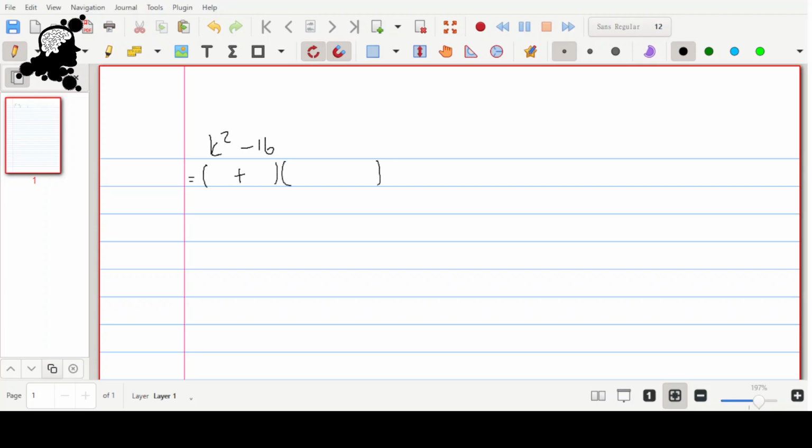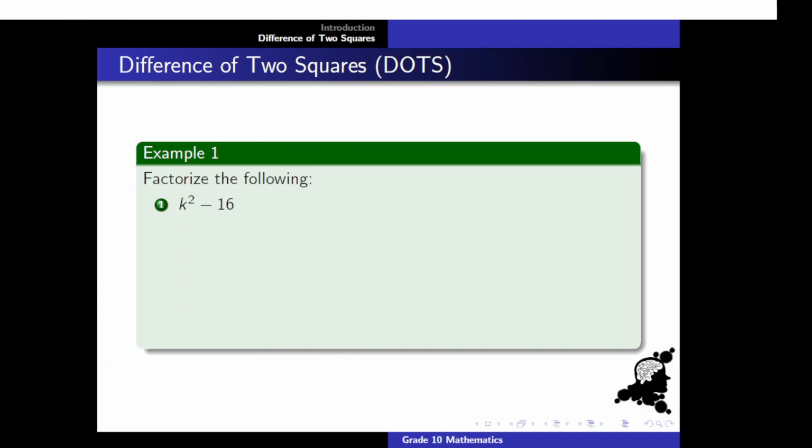I'm going to put a positive there, I'm going to put a negative there. The square root of k squared is k. So I'm going to put k there and I'm going to put k there. The square root of 16 is 4. So I'm going to put 4 there and I'm going to put 4 there. Just like that, you are done factorizing. Life is great. Let's look at the next question.